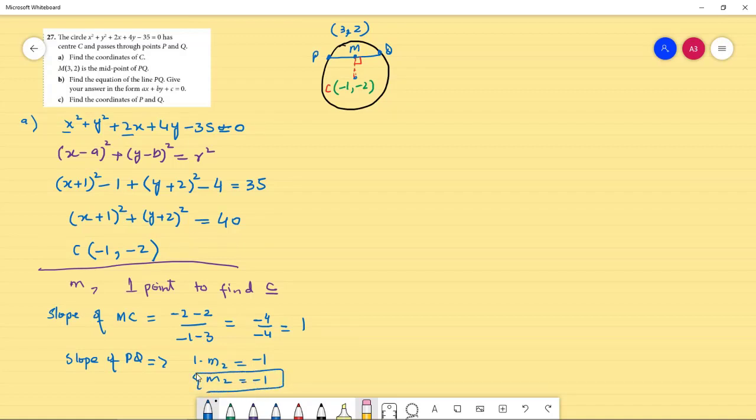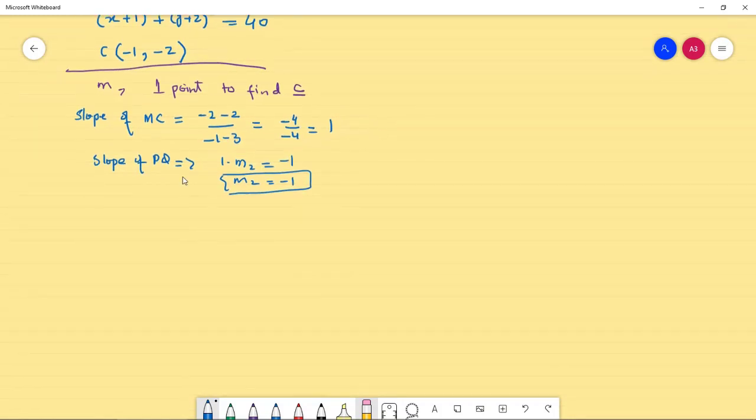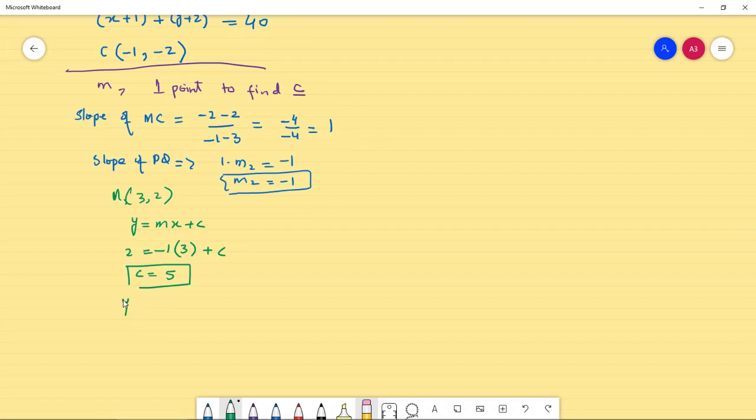So now we have already found the slope, and we have also been given a point on PQ, that is (3, 2). So find the equation of PQ. Just use y = mx + c. So y is 2, m is -1, x is 3, plus c. So -3, when shifted to the other side, becomes 5. So overall, y = -x + 5.